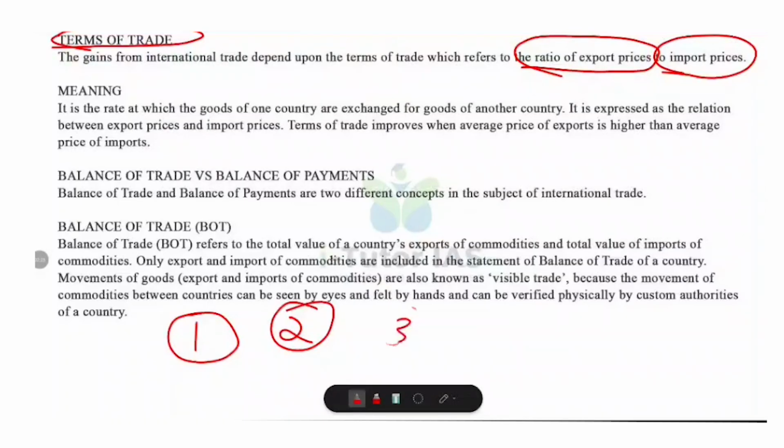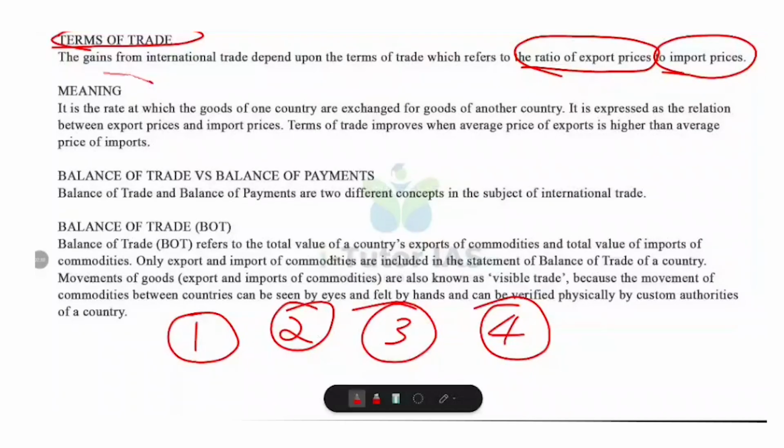Then, next one, productivity changes. If a country becomes more efficient in producing exports, export prices may fall or rise depending on global demand. Then, trade policies and tariffs. Export subsidies or import duties can artificially improve or worsen terms of trade. So these are the factors affecting terms of trade.